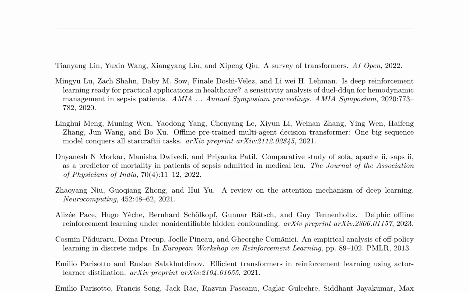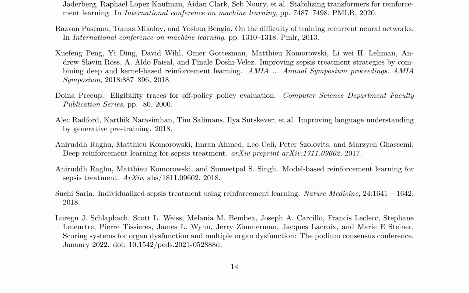It then moves on to discuss the use of transformers in healthcare, specifically highlighting their potential in improving sepsis treatment strategies through reinforcement learning. In this context, the authors mention Mingyu Liu et al.'s 2020 work, which evaluates the readiness of deep reinforcement learning for practical applications in healthcare. This study assesses the sensitivity of dueling DDQN, a deep reinforcement learning algorithm, for hemodynamic management in sepsis patients. The findings suggest that while there are promising results, further research is needed to ensure the reliability and efficiency of such algorithms in real-world settings.